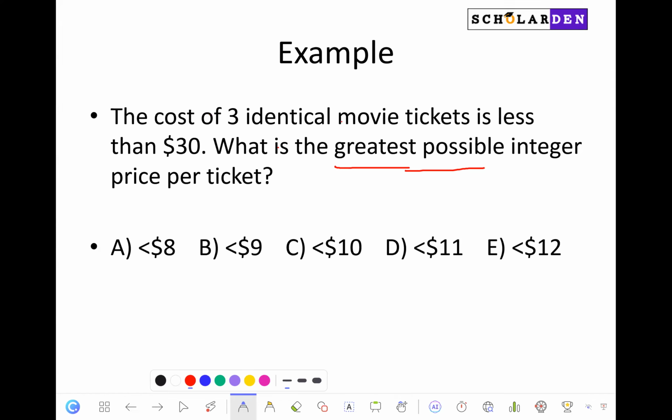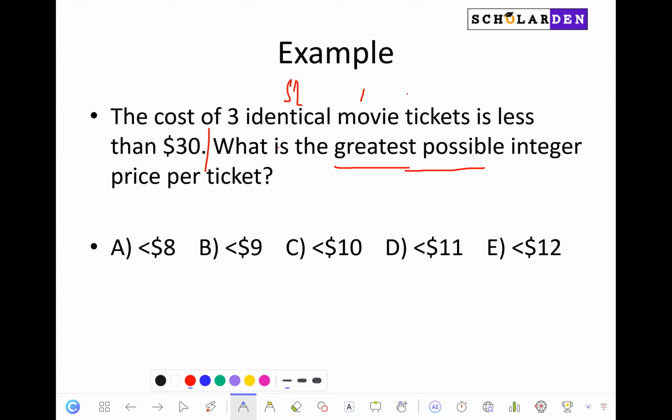And so the cost of 3 identical movie tickets is less than 30. What does this mean? If we look at this in isolation of the second statement, it could be that the cost of one ticket is $1, because 3 tickets would mean the total cost is $3, which is again less than 30.